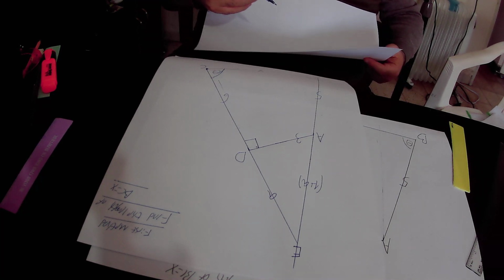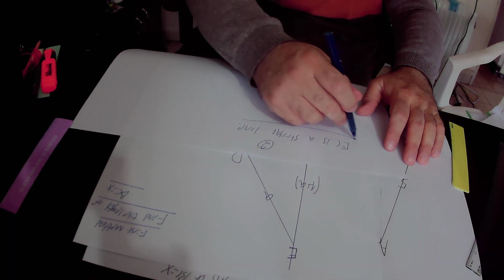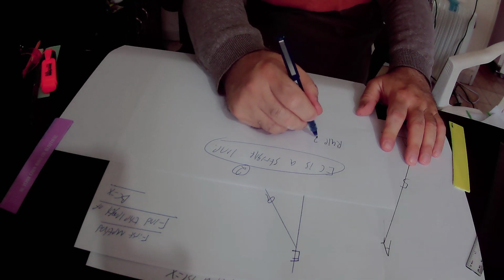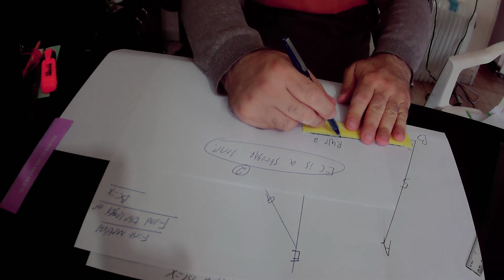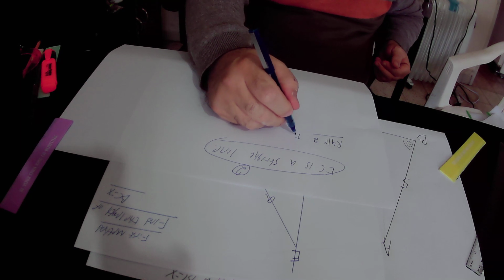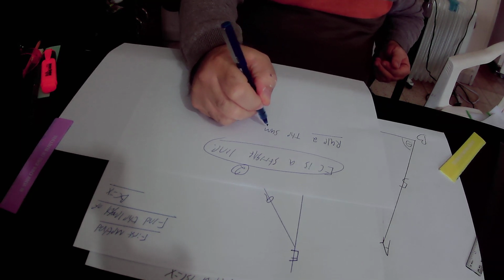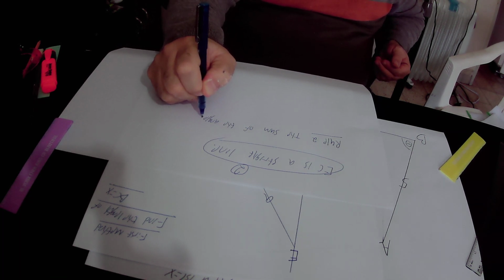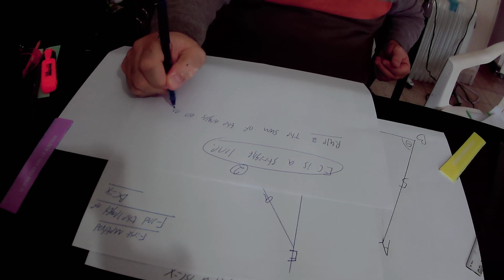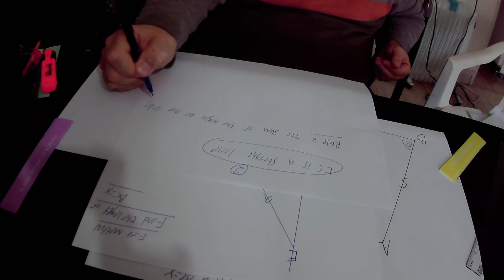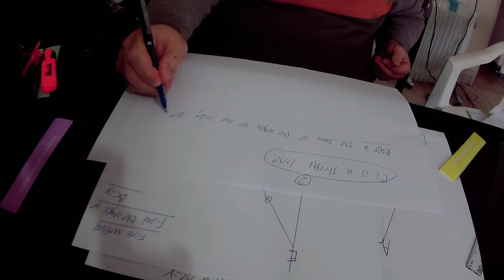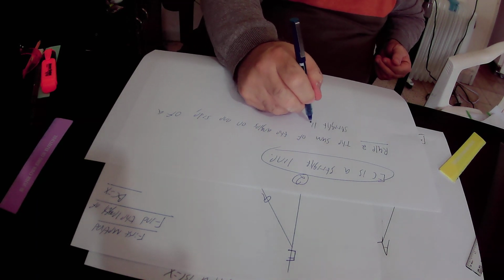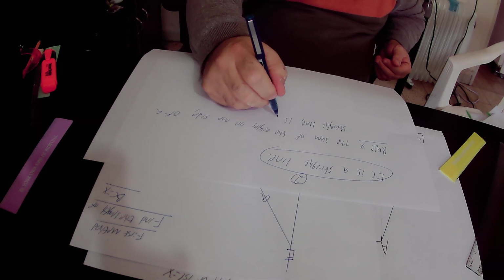And then we have rule number 2, that the sum of the angles on one side of a straight line is equal to 180 degrees.